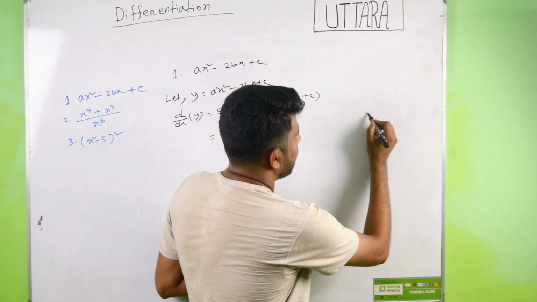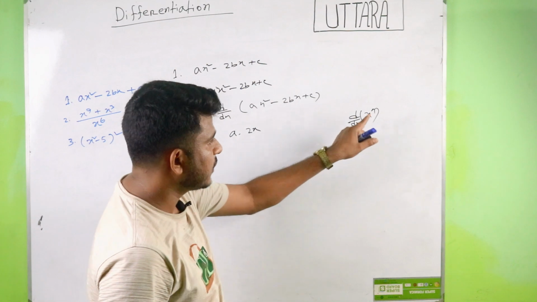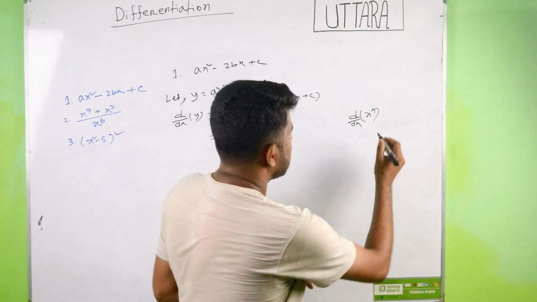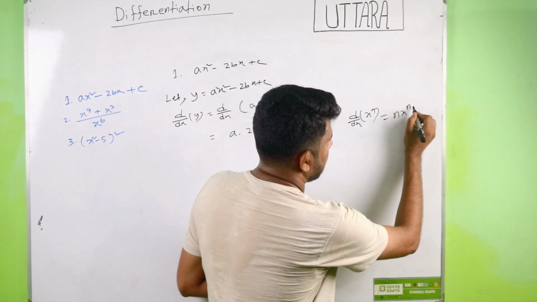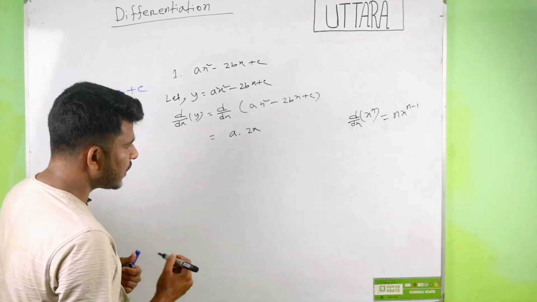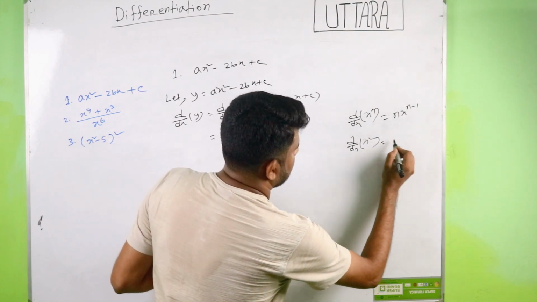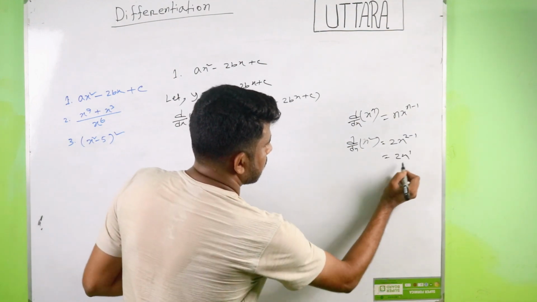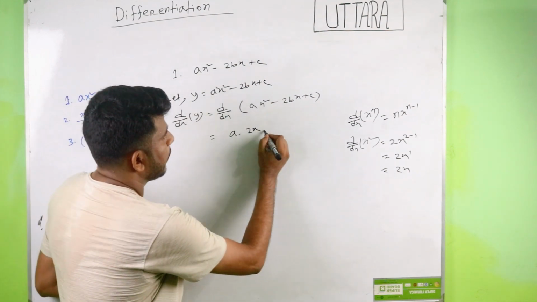Like we have a formula for x to the power n. If we differentiate x to the power n with respect to x, we get n in front, and the power n is reduced by 1, so n minus 1. So if we differentiate x square, the power comes in front, x to the power 2 minus 1, that is 2x. So x square differentiated gives 2x, then minus.